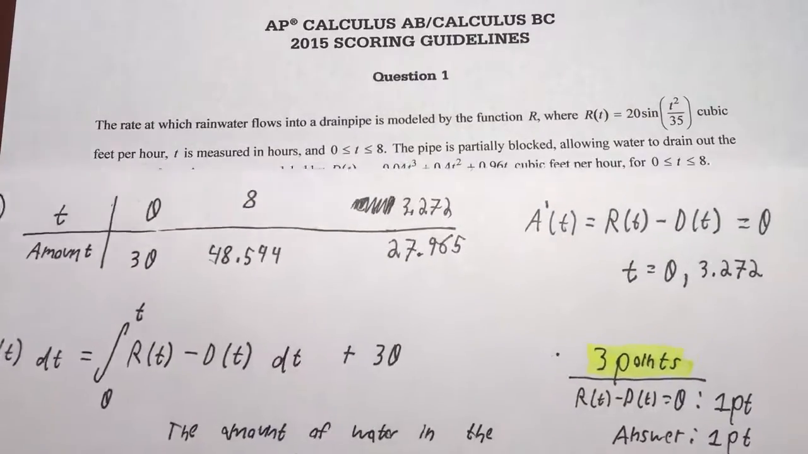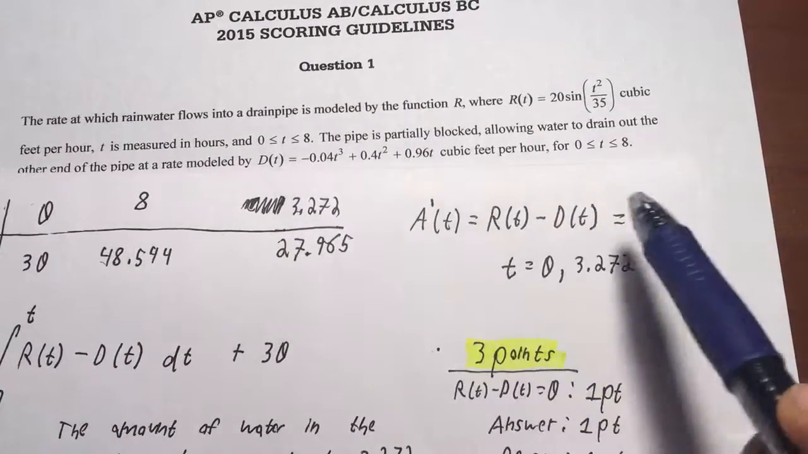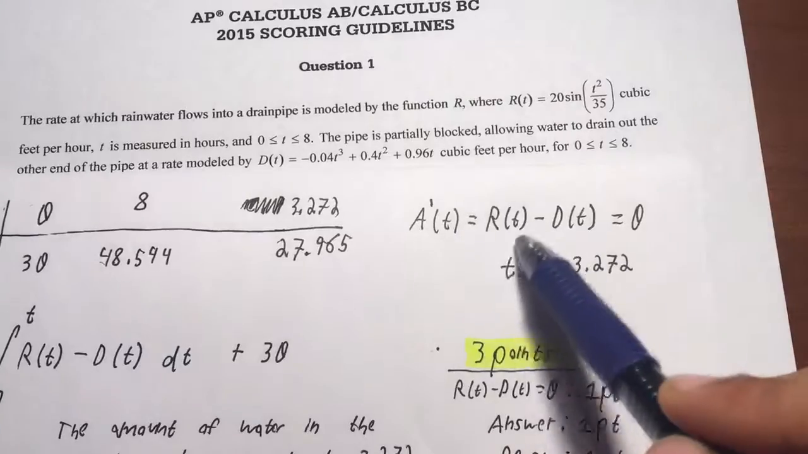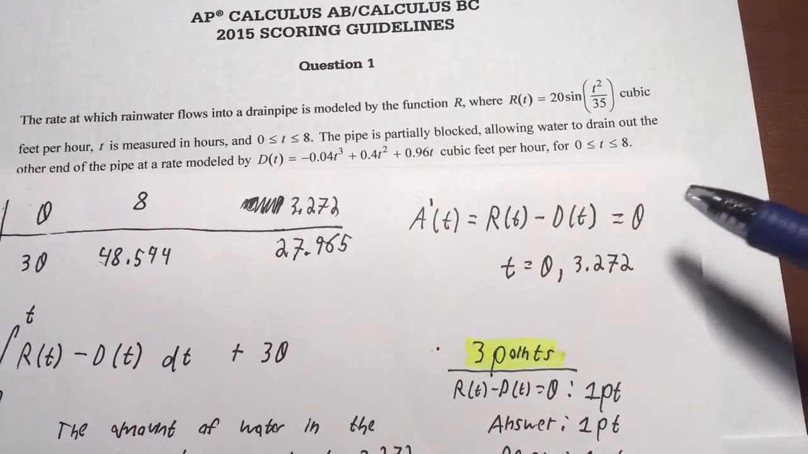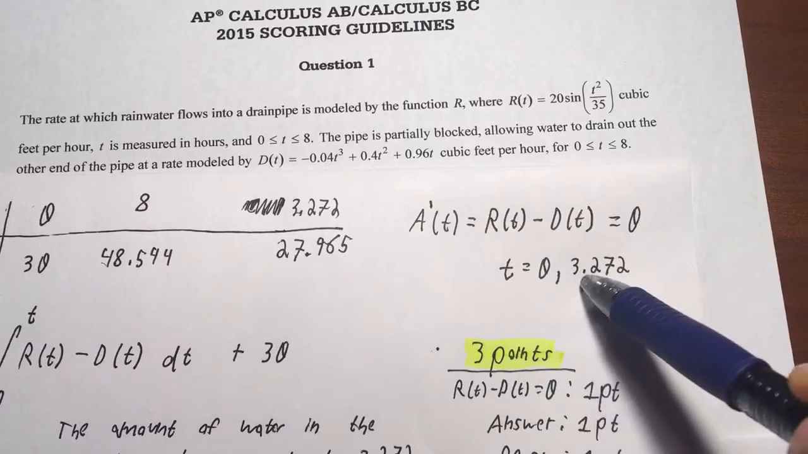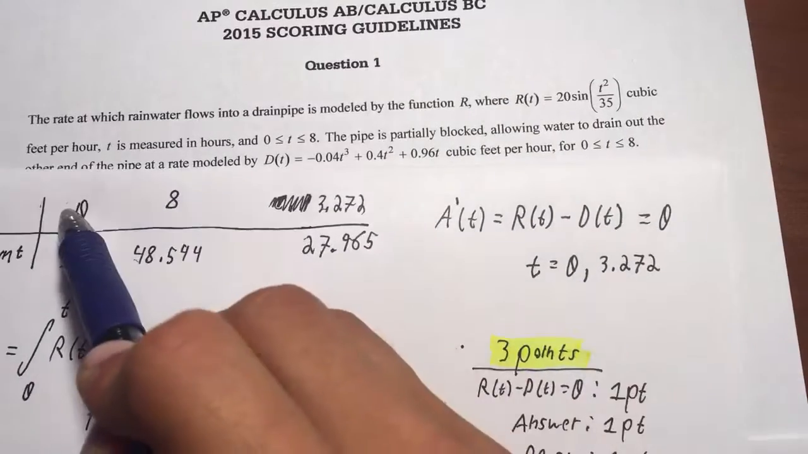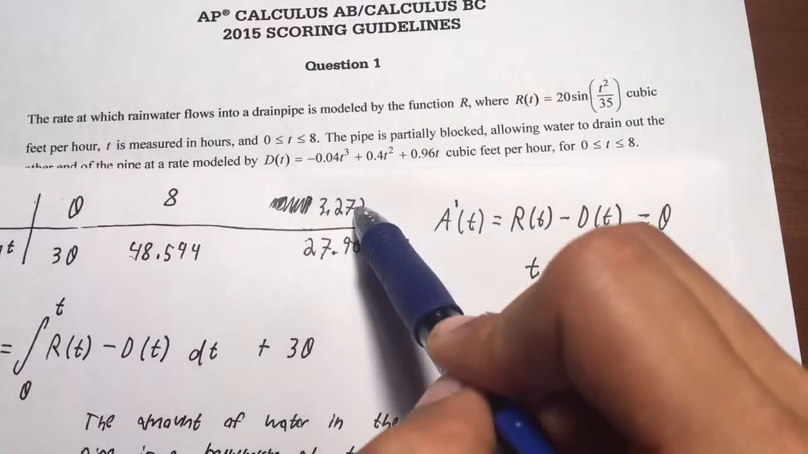Now again, for a critical point, the derivative must equal 0. So again, I have that before, right? R of t minus d of t is equal to 0. Put that in your calculator, you have 0 and 3.272. Where we have 0 there, so we just add this extra point here.